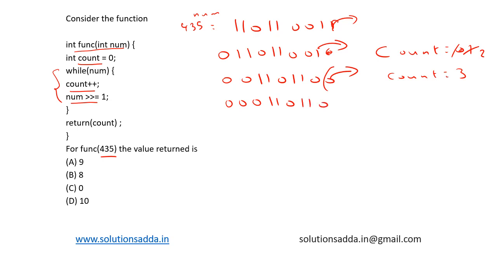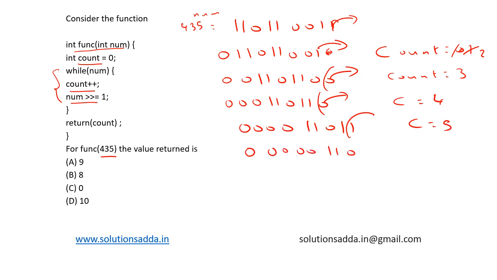Let's denote count as C for the time being. Now this number is also valid, so C becomes 4 and we are right shifting this. So we have 0 0 0 0 1 1 0 1 1. Now again while running into the while loop, this number is valid, so C becomes 5 and this bit is right shifted. So we have 0 0 0 0 0 1 1 0 1. Again inside the while loop, C becomes 6 and this bit is right shifted. We will get 0 0 0 0 0. We have 5 zeros here, and 5 bits 1 1 0.